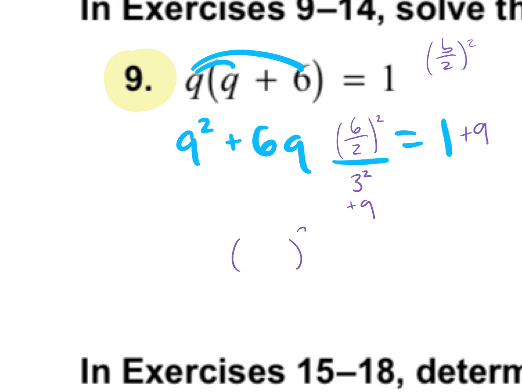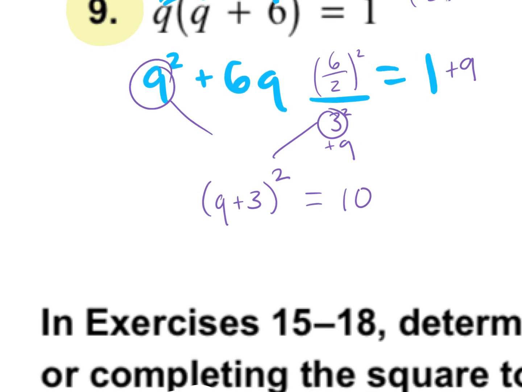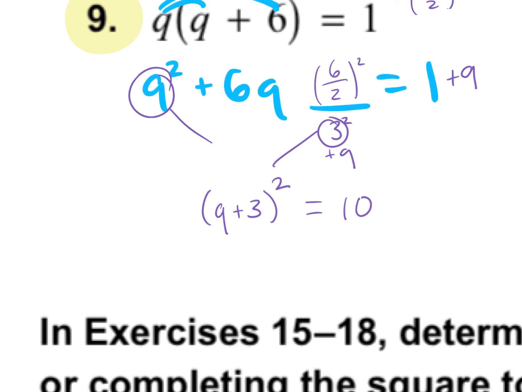What's going to go into my parentheses squared? Q plus 3 squared. Perfect. And then what's that equal to? 10. Awesome. What should I do next? Square root both sides. So Q plus 3 is equal to what? Plus or minus square root 10.